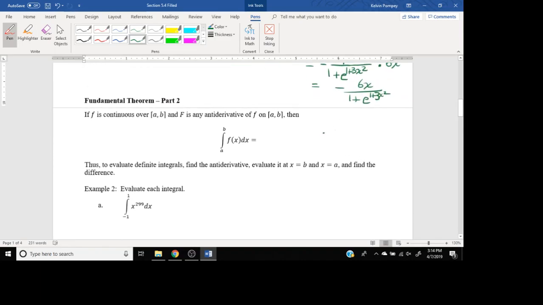All right, fundamental theorem part 2. It says if f is continuous over the closed interval from a to b, and F is any antiderivative of lowercase f on that interval, then the integral from a to b of f of x dx. Right, okay. So f, lowercase f, is continuous.